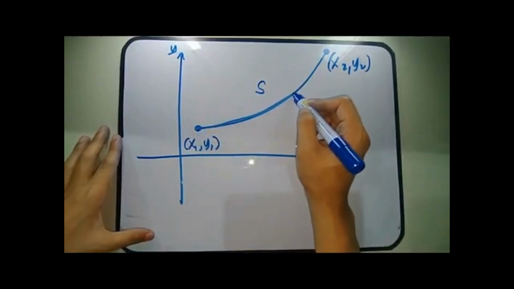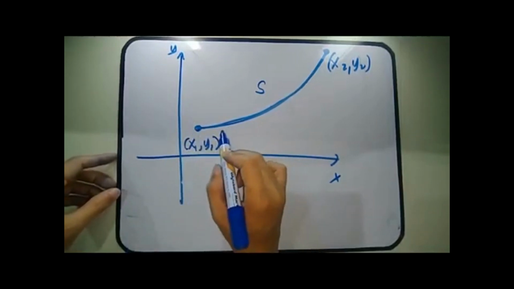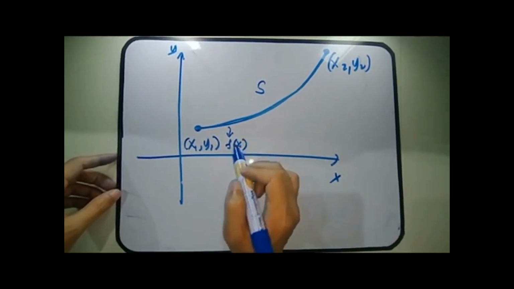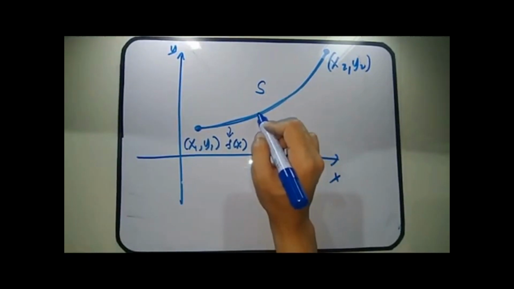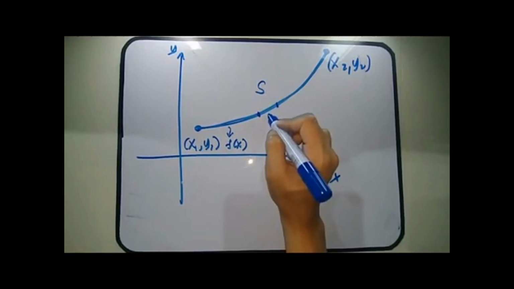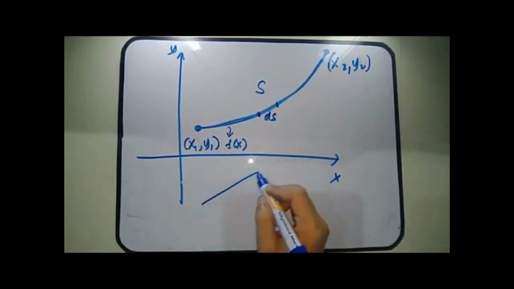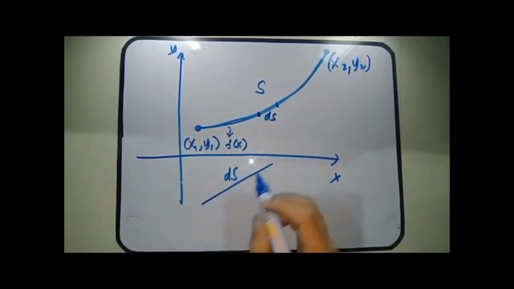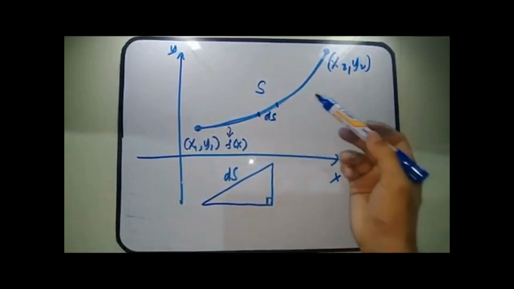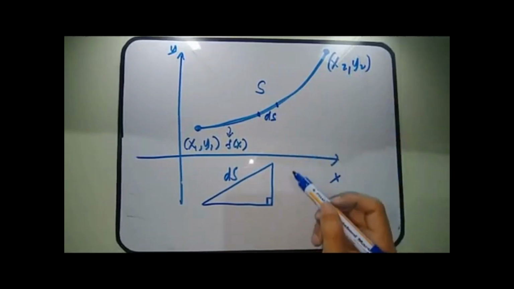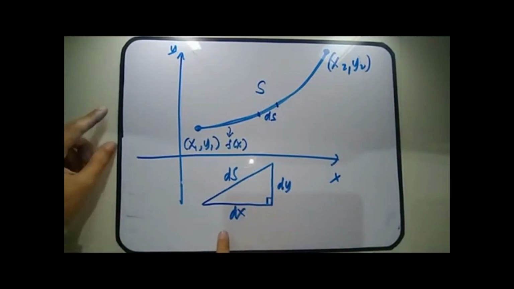Now, the first step guys is let's get a differential strip. So this curve is a function of x. So let's get a differential strip. Let's say that it is a differential s, so ds. Now, if we zoom in on the strip, it becomes practically straight. Then the slope of that differential s is given by, you have this triangle. So you have here differential y for the height and differential x for this side.